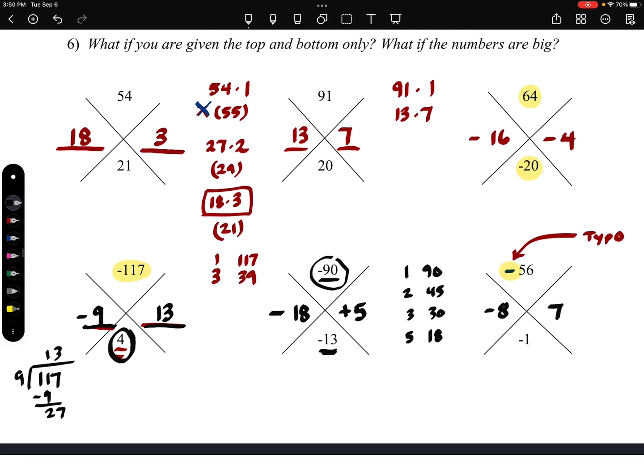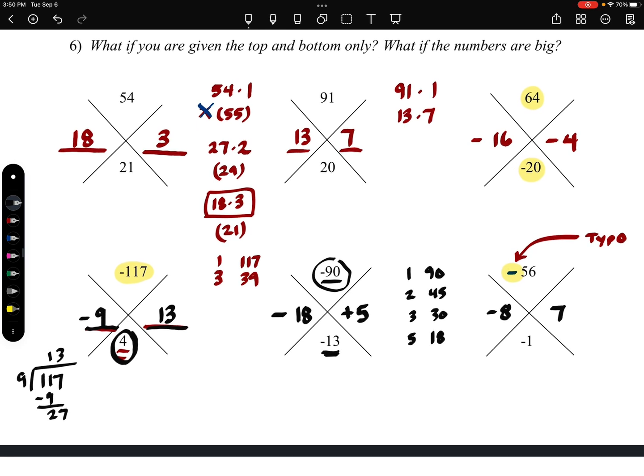If you have questions about any of these, make sure you mark it down. Otherwise, you may go ahead and try your homework assignment.